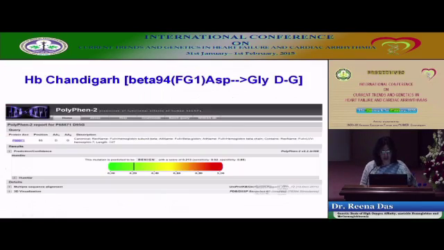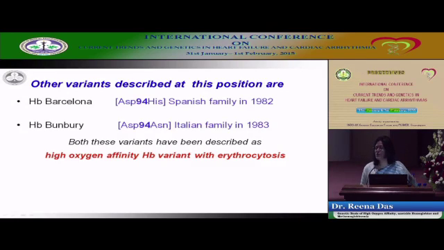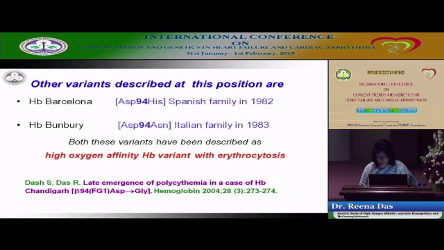hemoglobin. So the PolyPhen-2 actually does not tell you that there is a difficulty, because it's not able to tell you a functional problem like a high oxygen affinity will give you a low score, which happens in our case here. So the other variants which have been described at this particular position of the amino acid 94 have been described as high oxygen affinity. In our case, it just so happened that the high oxygen affinity was actually described at a later stage, which we published later as a late emergence of polycythemia in the hemoglobin Chandigarh.